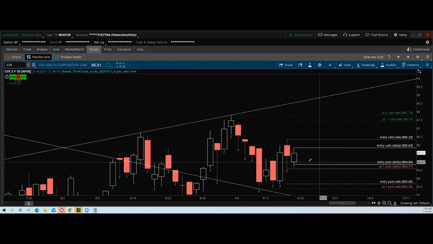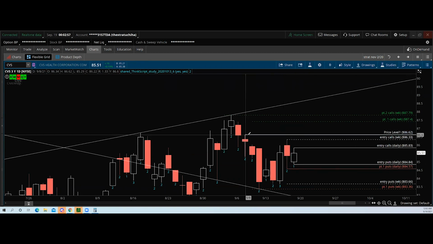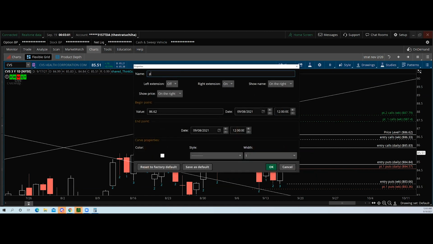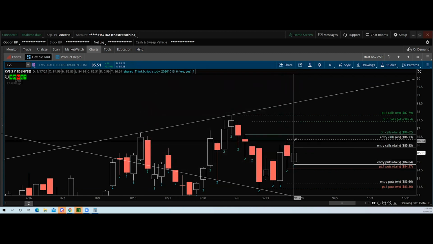All right. Entry calls on the daily 85.83. Entry puts on the daily 84.84. And then you've got your in between, call this PT1. I would just say PT calls daily, because technically the weekly entry is going to be the first price target, and then your second price target would be right here. But I'm just going to call it a PT calls on daily.